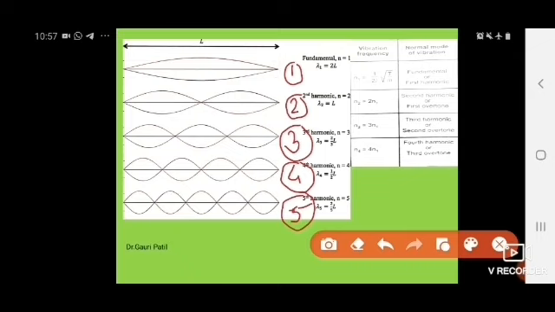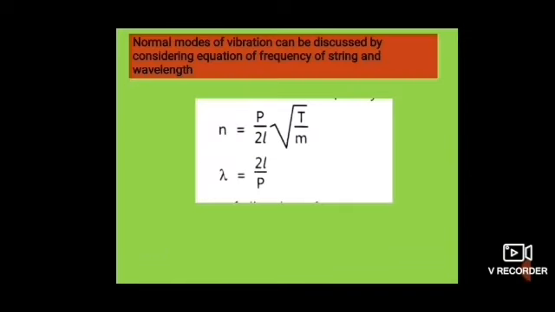So dear students, these are all called the normal modes of vibration, and we show the first 5 normal modes of vibration, but actually the string vibrates with other higher modes also, and the resultant vibration is a superposition of all these individual vibration modes. So as we derived in the last lecture, normal modes of vibration can be discussed by considering the equation of frequency of string and wavelength.